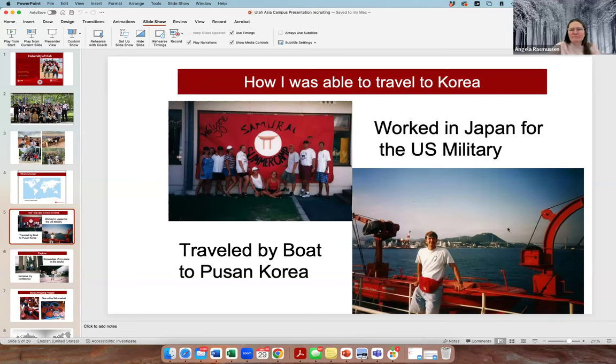You can see this, the cool guy with the great tan and awesome shorts of the 90s there, and also sporting the awesome fanny pack of the day. But I was able to take the weekend. They have a night boat every night that goes between Japan and Korea. You go sleep on this boat and you wake up and you're in Korea. And I did that and had the most amazing time exploring that different country.